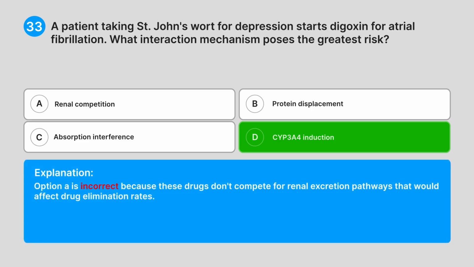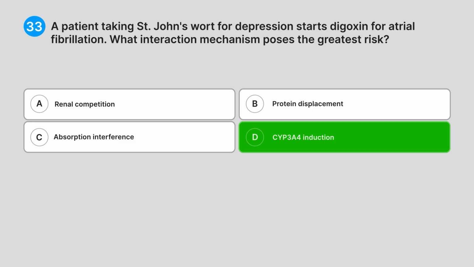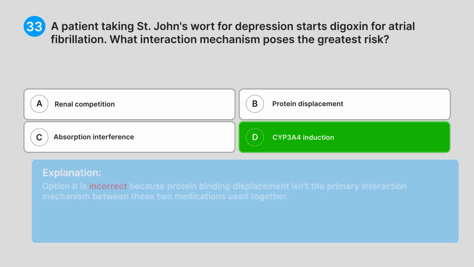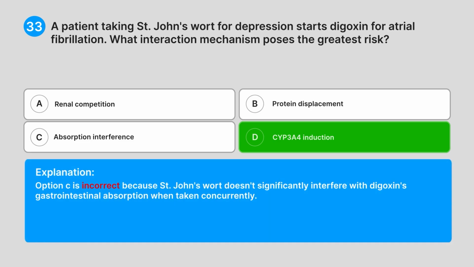Option A is incorrect because these drugs don't compete for renal excretion pathways that would affect drug elimination rates. Option B is incorrect because protein binding displacement isn't the primary interaction mechanism between these two medications used together. Option C is incorrect because St. John's wort doesn't significantly interfere with digoxin's gastrointestinal absorption when taken concurrently.